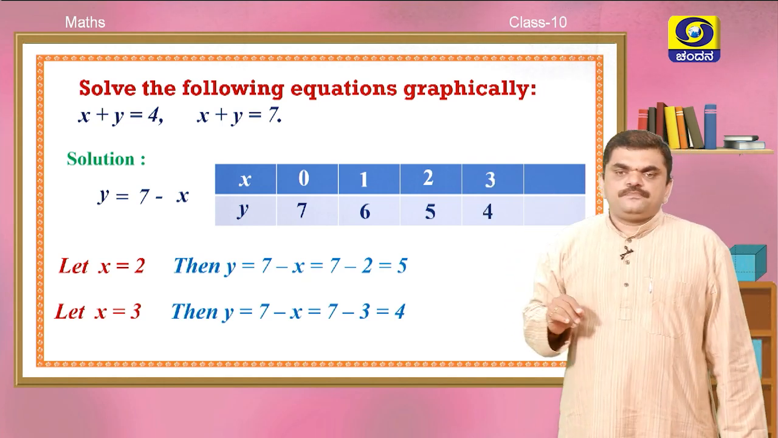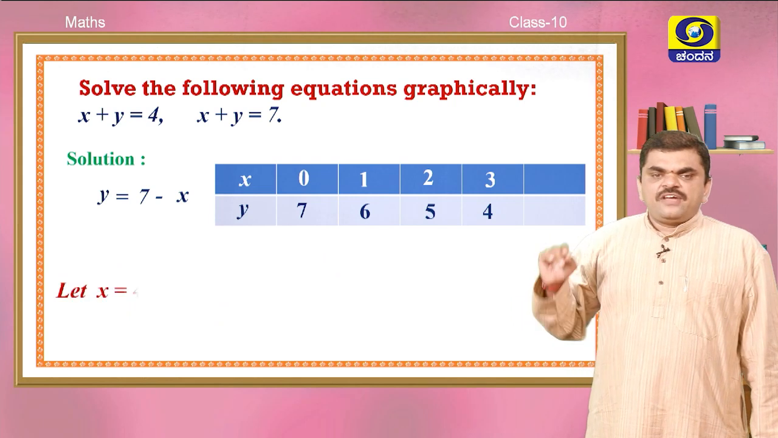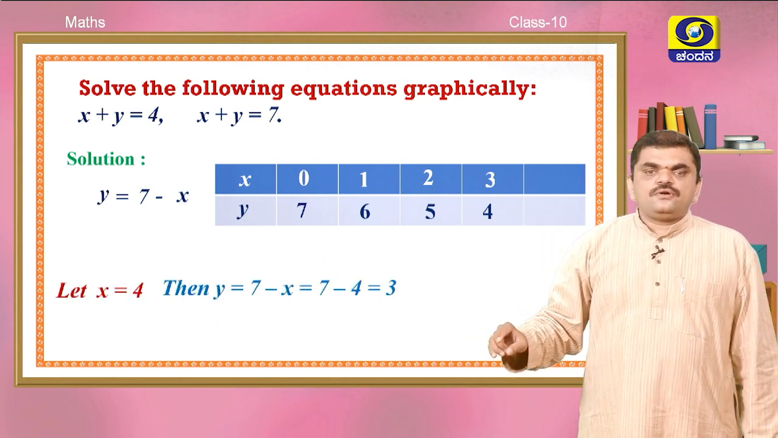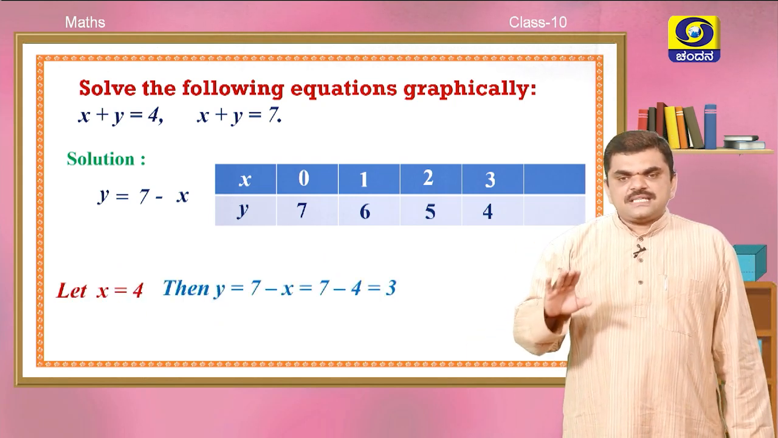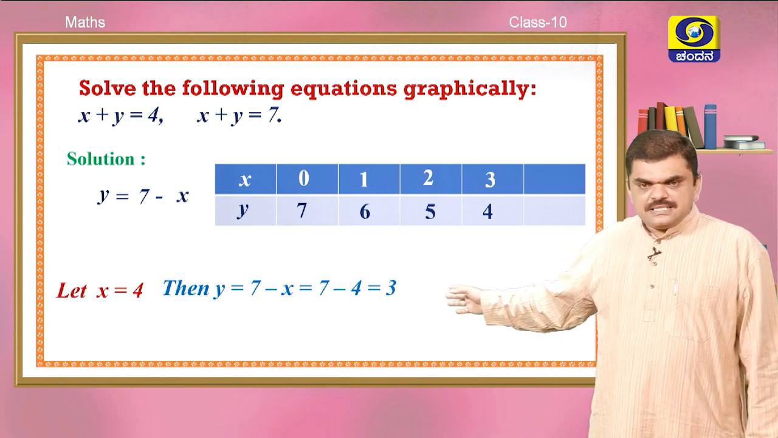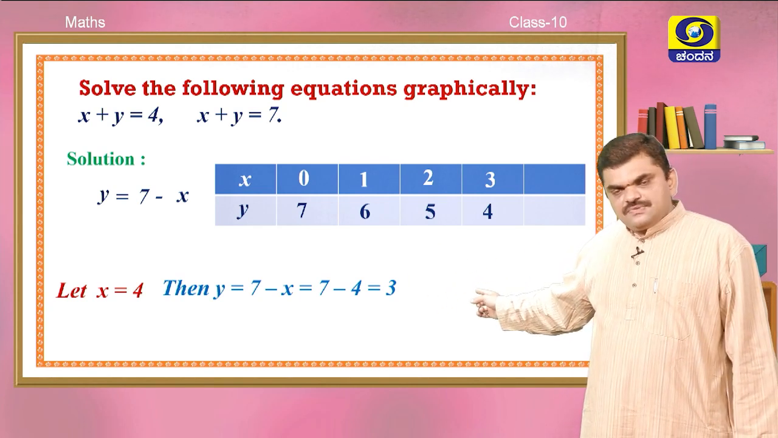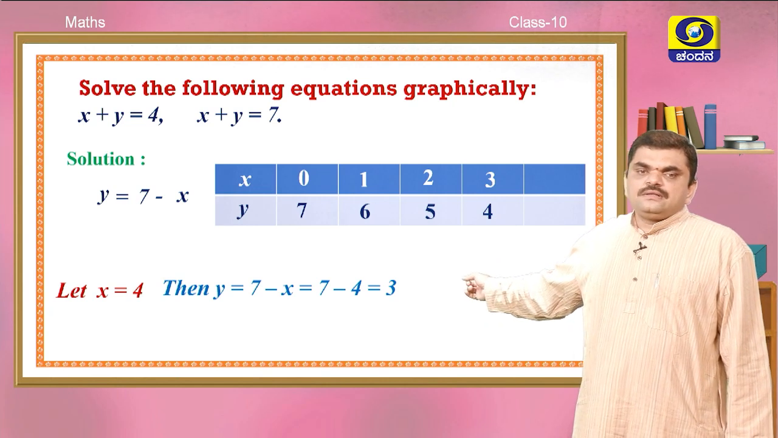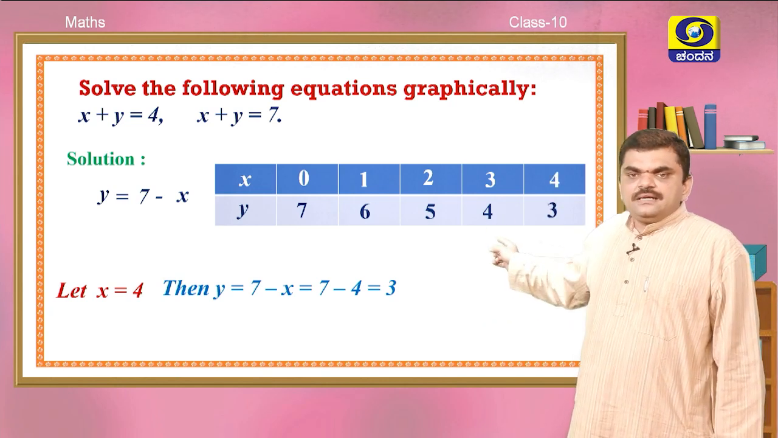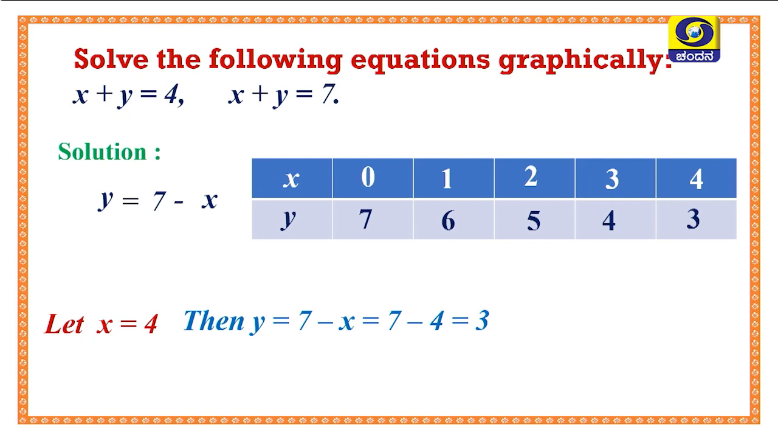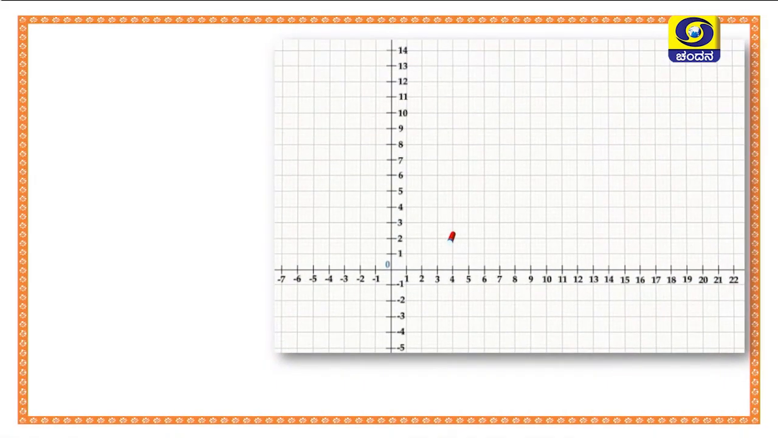Yes, write down. Now, when x is equal to 4, y is equal to 7 minus 4, y is equal to 3. Write that in the table, children. Now, the table looks like this: x coordinates 0, 1, 2, 3, 4, y coordinates 7, 6, 5, 4, 3. Let us plot this in the graph.